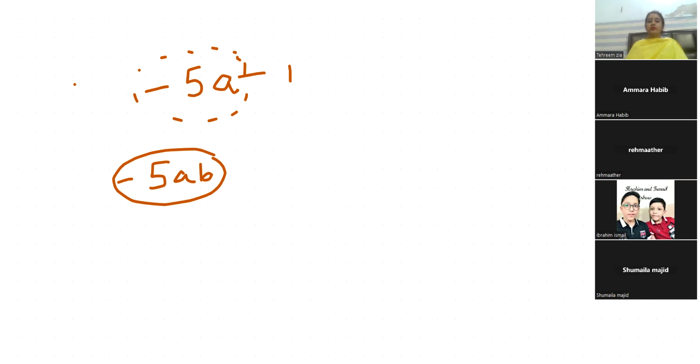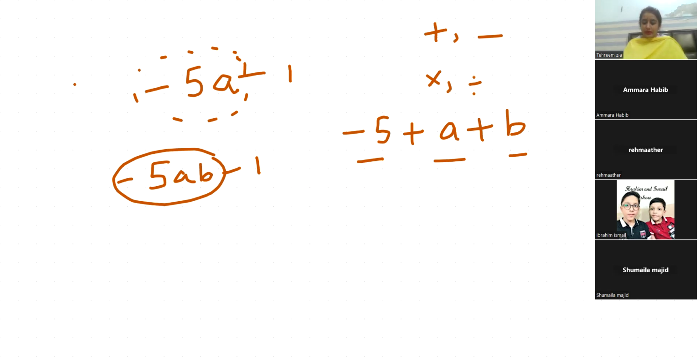If you have a question, you can raise your hand, okay? So minus 5ab, this will be 1 term. But if I will write minus 5 plus a plus b, how many terms will be there? There will be 1, 2, and 3 terms. So the concept is the same. Addition and subtraction separate the terms. But multiplication and division do not separate the terms. So this is the same concept we're following. So this is how the terms are separated and terms are not separated.